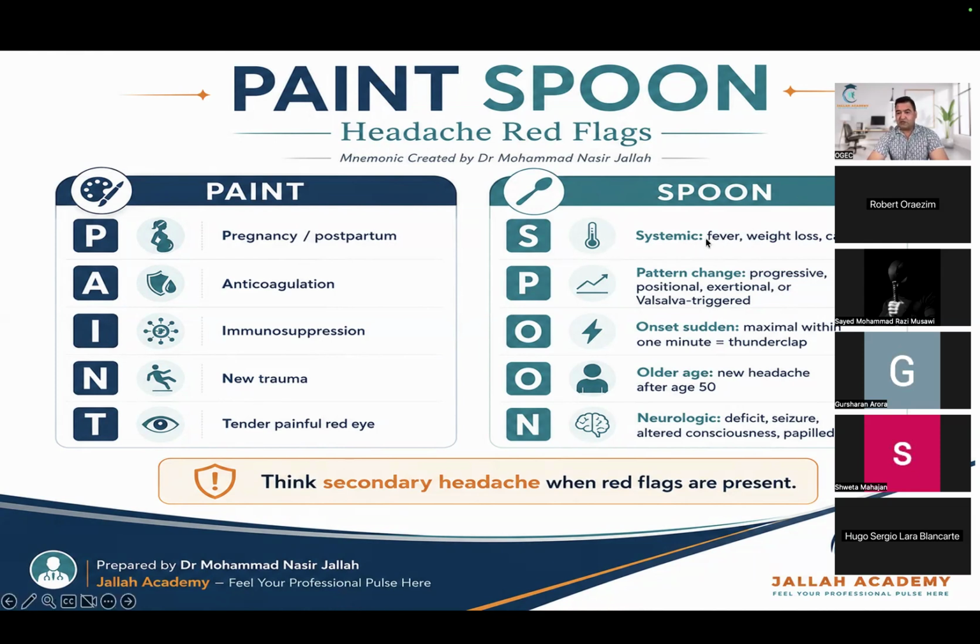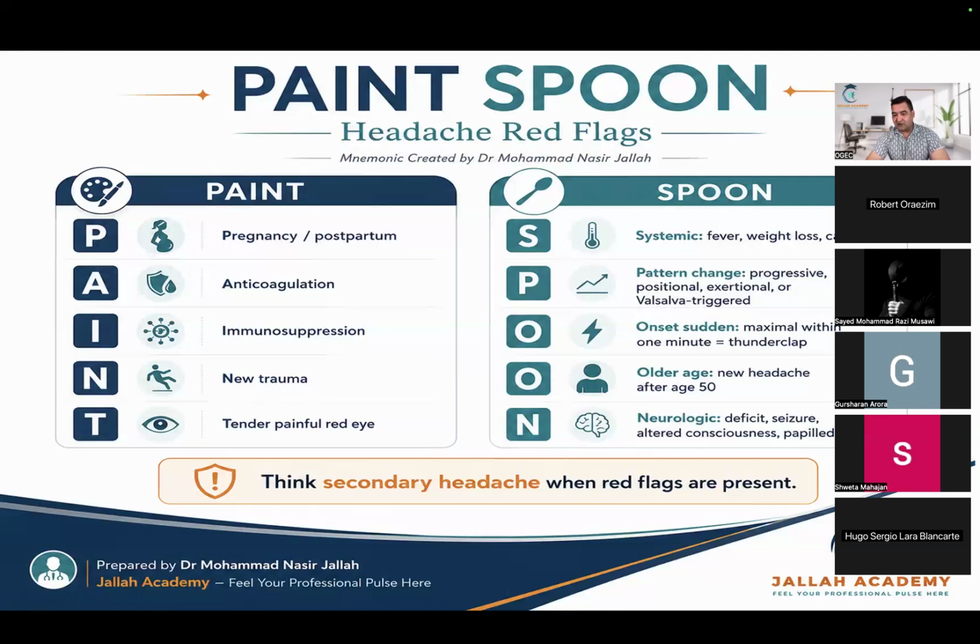And also SPOON: systemic. The patient has systemic symptoms or findings on top of the headache. For example, the patient has a headache, but on top of the headache, the patient has fever, or weight loss, or fever and neck stiffness, or any other constitutional sign and symptom. Pattern change. If the pattern of the headache is progressive, changing with position, exertional, or Valsalva trigger.